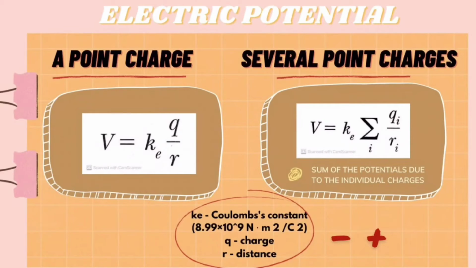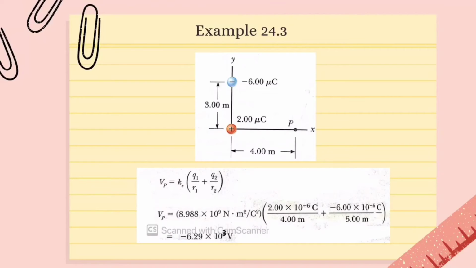Remember to include the sign because V is a scalar quantity and r is distance in meters. In example 24.3, we need to determine the total electric potential at point P. So we can apply the formula just now to find the electric potential at P due to charge Q1 and Q2, which is the algebraic sum of the potentials due to the individual charges. We can use the Pythagorean theorem to find the distance of Q2 from point P, which is 5 meters. Hence, substitute all the values into the formula to get the final answer, which is negative 6.29 times 10 to the power of 3 volts.